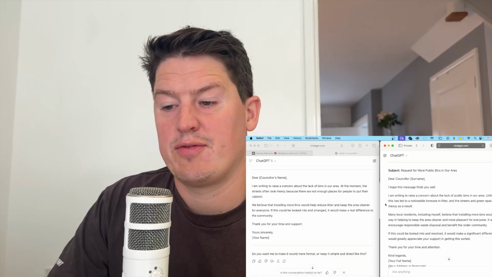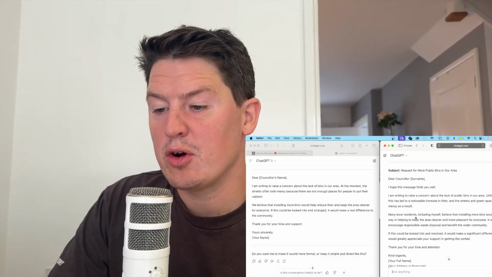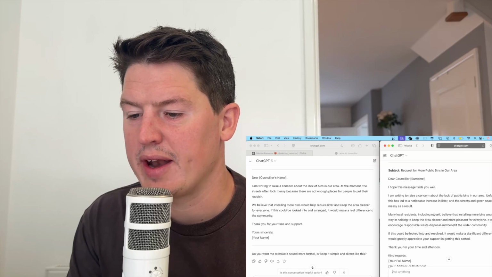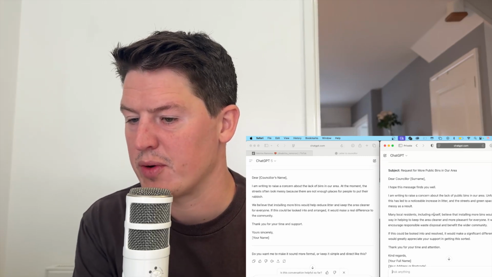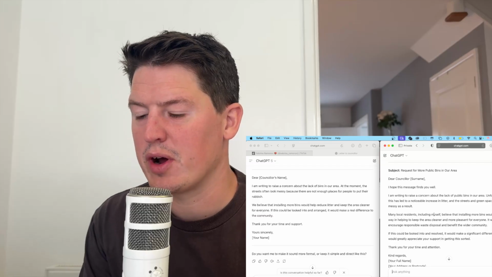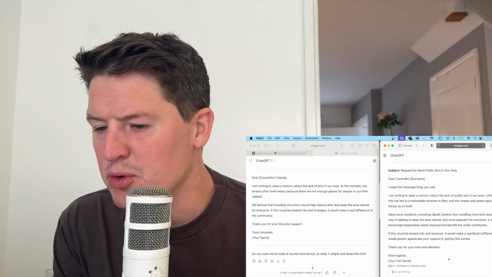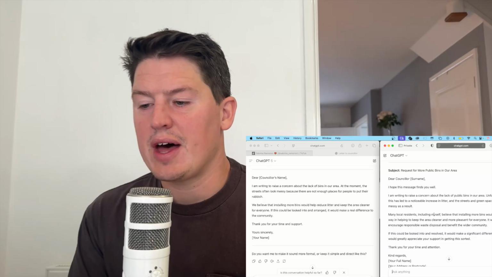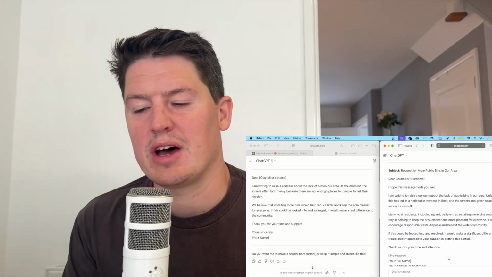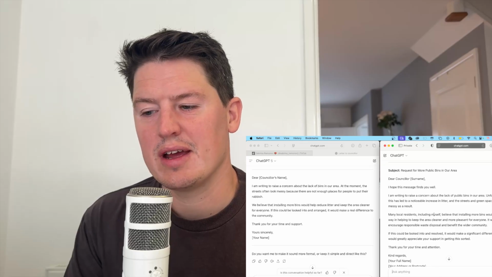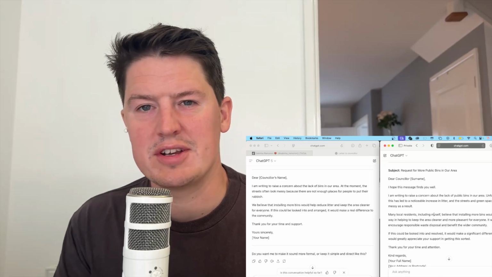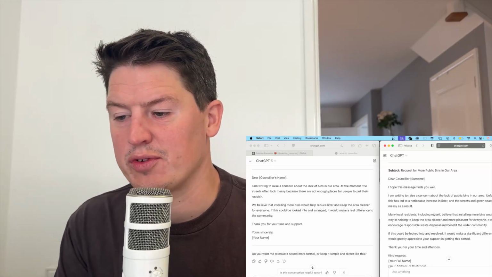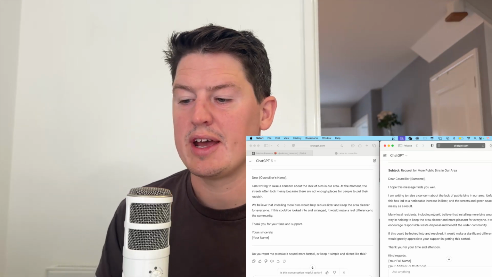Okay, those two first bits are fairly similar. Many local residents, including myself, believe that installing more bins would go a long way in helping to keep the area cleaner and more pleasant for everyone. It would also encourage responsible waste disposal and benefit the wider community. That bit there is not something that I would say, or anyone I know would say, outside of maybe writing an essay. So already it's sounding a little more human. If this could be looked into and resolved, it would make a significant difference. We would greatly appreciate your support. And there's nothing wrong with that.